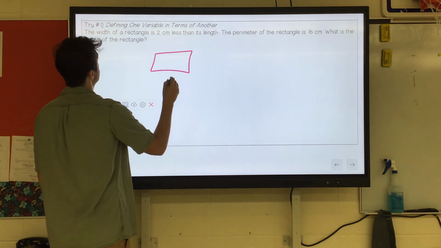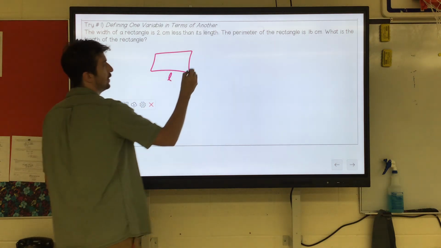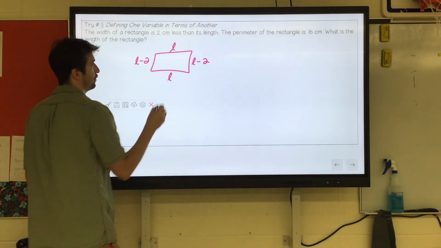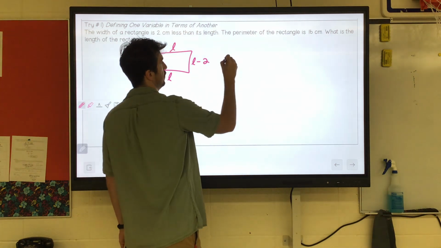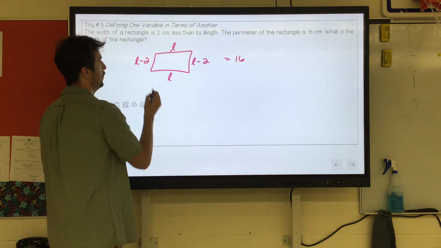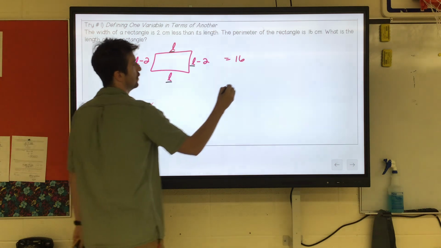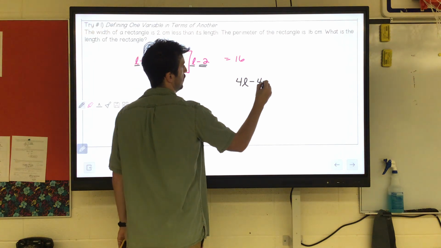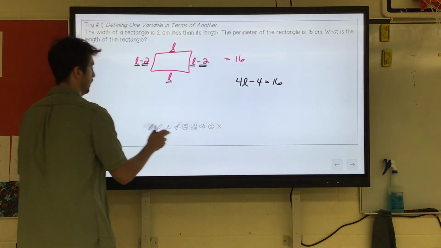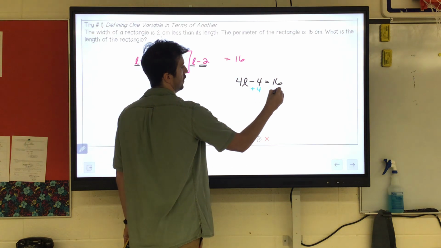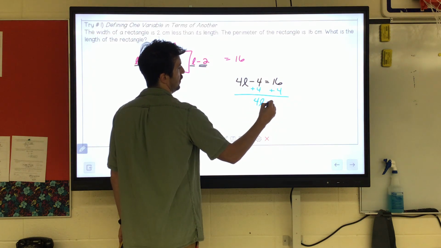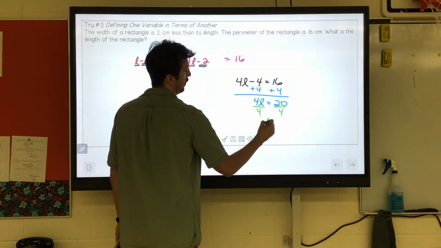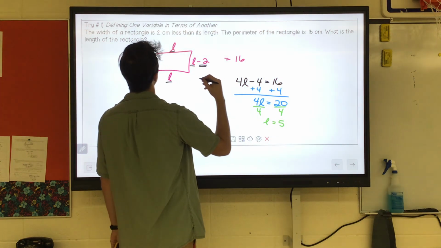So if this is the length, the width would be 2 less than that, so we could say it's the length minus 2. And the perimeter is 16. So if we were to set up an equation, we have 4L's, minus 2 and minus 2 would be minus 4 equals 16. We're going to solve that. Plus 4, 4L equals 20. And then we'll go ahead and divide by 4. And our length will be 5, and this was centimeters.